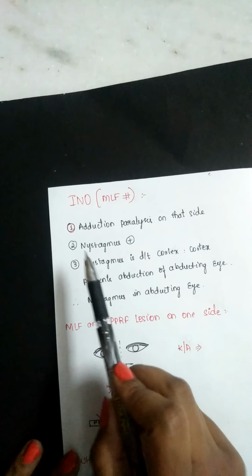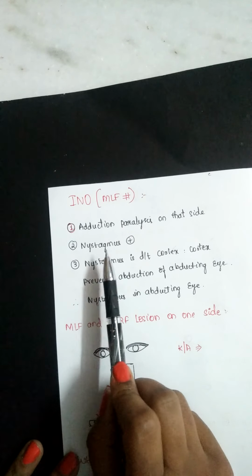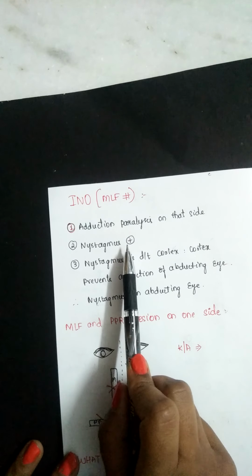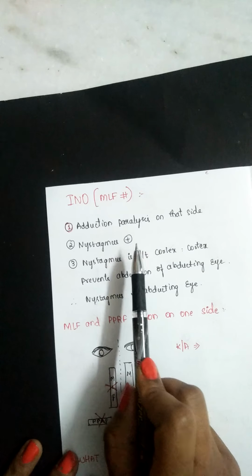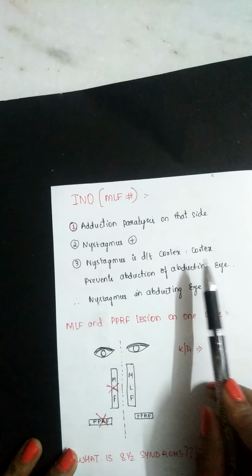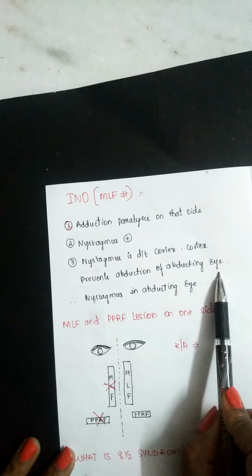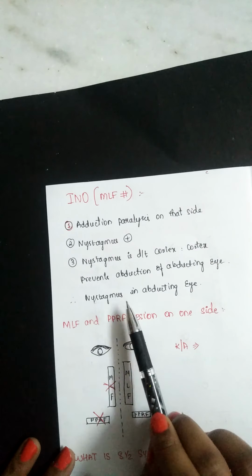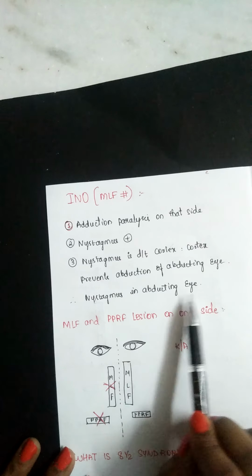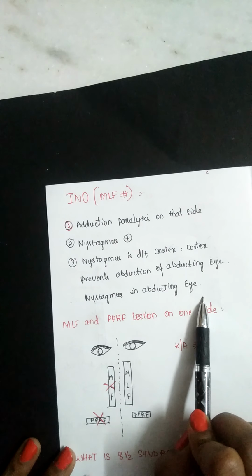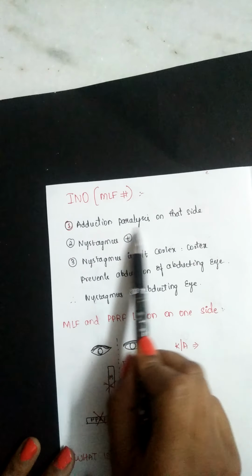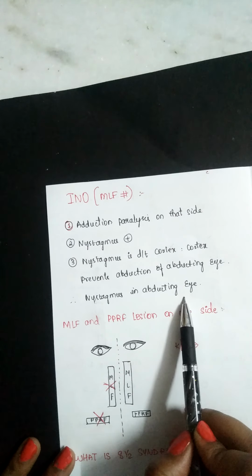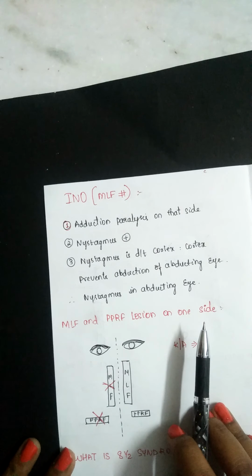Now there is also associated nystagmus. Why is the nystagmus present? The opposite eye, which is normal, will abduct, but due to the cortex, which prevents abduction of the abducting eye, the nystagmus will develop. The nystagmus is in the abducting eye. So you will find adduction paralysis in the ipsilateral eye and nystagmus in the opposite eye. This is what happens in an MLF lesion.